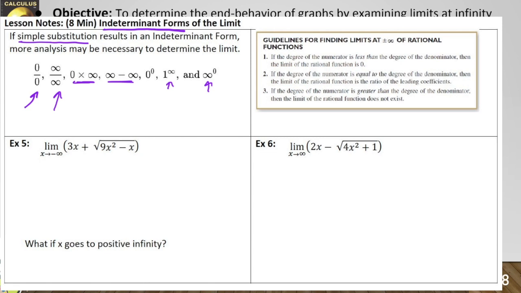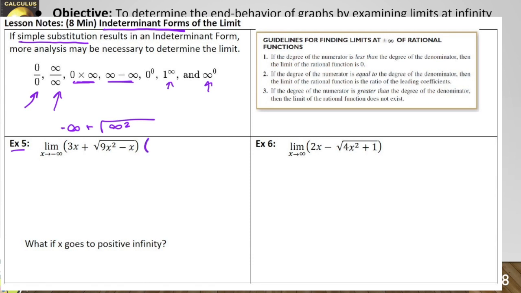Always try substitution first. So for example 5, I'm substituting, and when I substitute, this is what my mind is saying: negative infinity plus the square root of infinity squared. Ooh, so infinity squared. Basically, I've got negative infinity plus infinity squared, which seems to be 0, but it's not. So what we're going to do is a little bit of algebra. We're going to multiply by the conjugate.